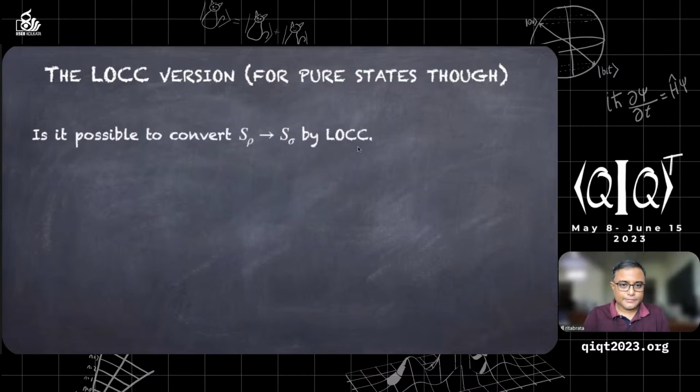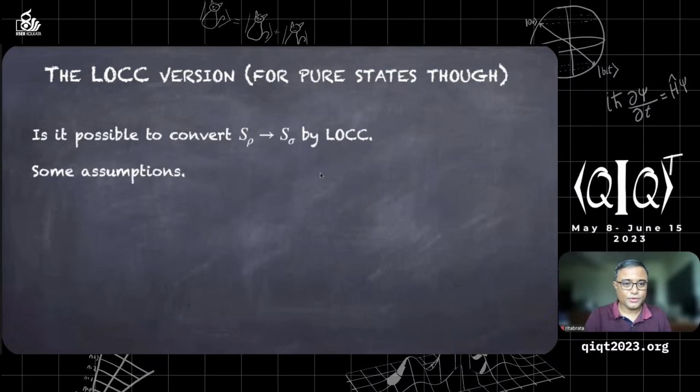Formally speaking, I have a set of rhos, rho 1, rho 2 to rho n, and a set of sigmas, sigma 1 to sigma n. Let us call S rho the set of all the inputs and S sigma the set of output states. Is it possible to have a single LOCC protocol which converts all the rhos to all the sigmas? So rho i goes to sigma i, but the protocol has to be a single protocol.